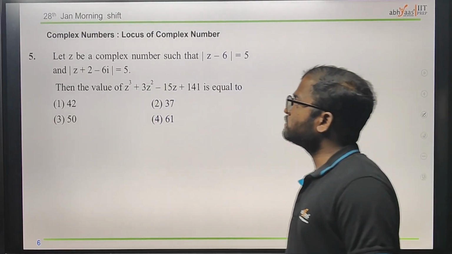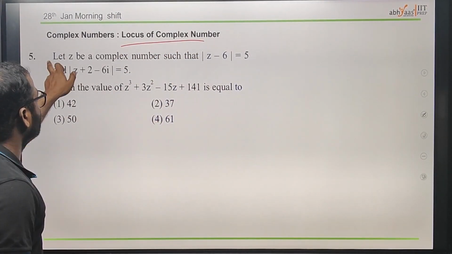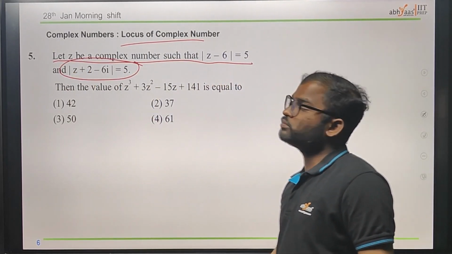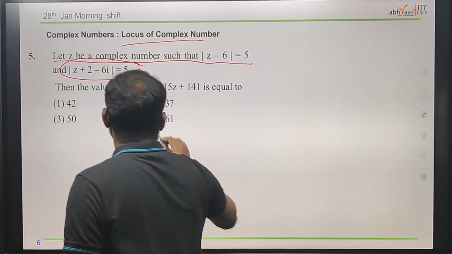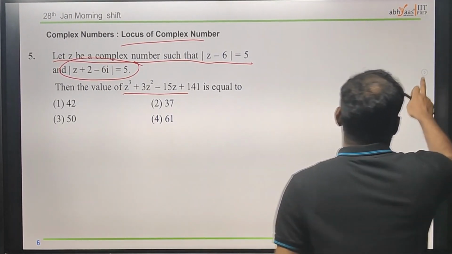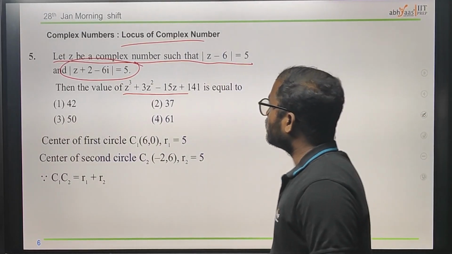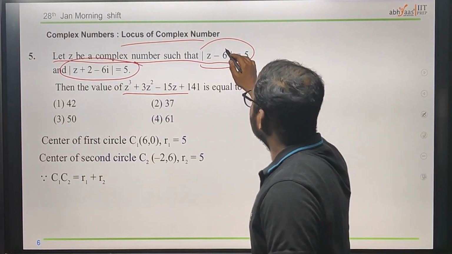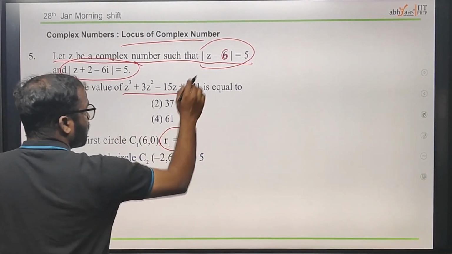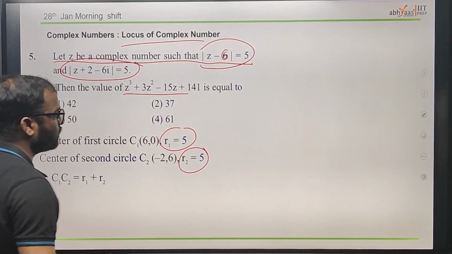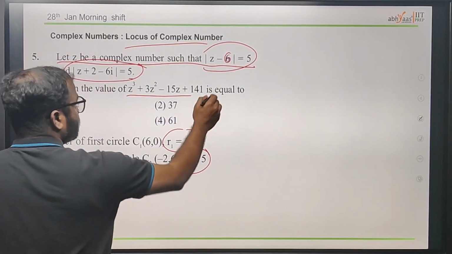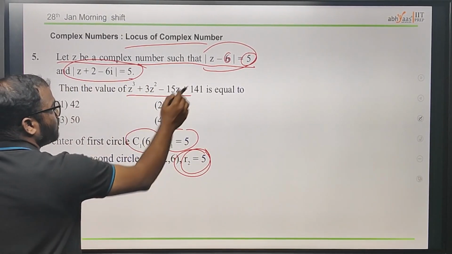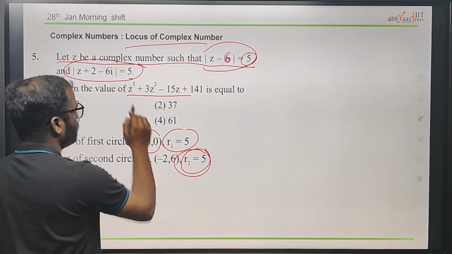Now we have complex numbers, the locus of a complex number such that modulus of z minus 6 is equal to 5 and modulus of z plus 2 minus 6 is equal to 5. What will be the value of this? We could make z as x plus iota y, but since it is already given, we can use the circle with radius 5. So r1 is 5 and r2 is 5, and the centers are (6, 0) from here and (-2, 6) from here.